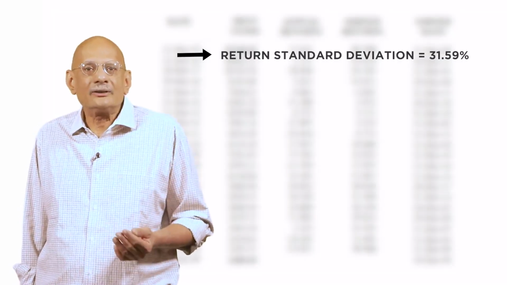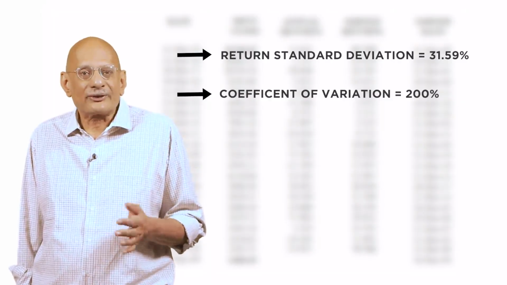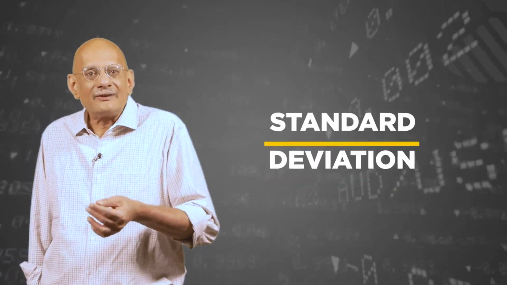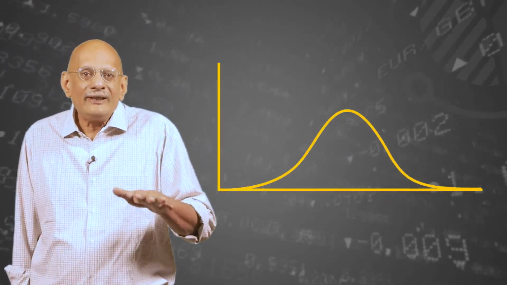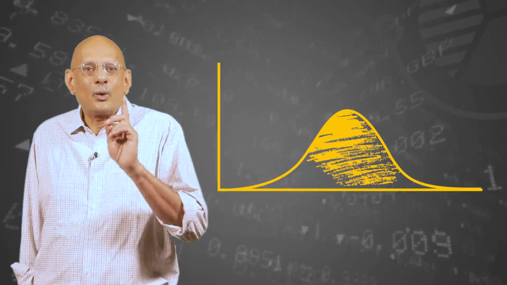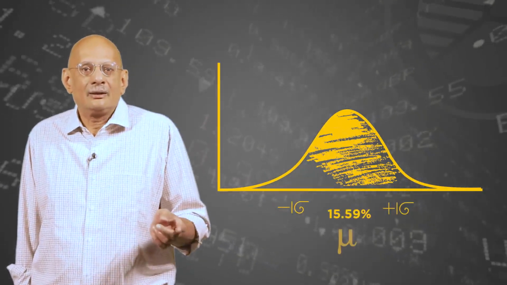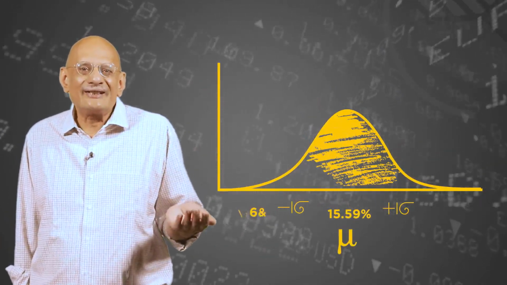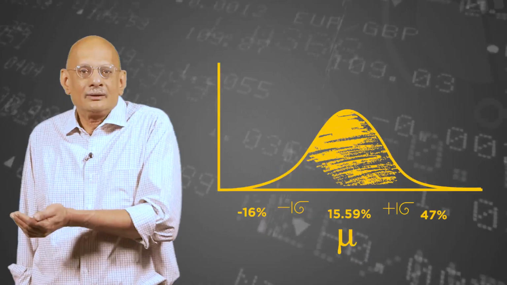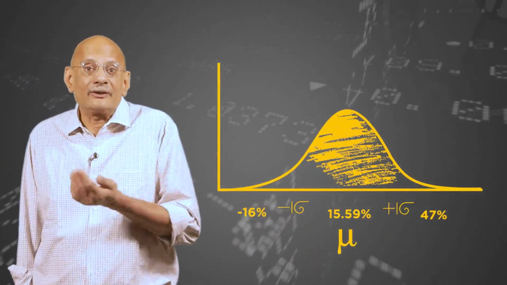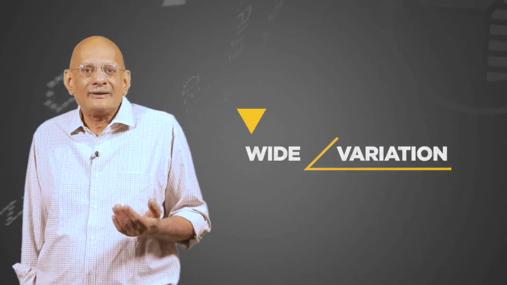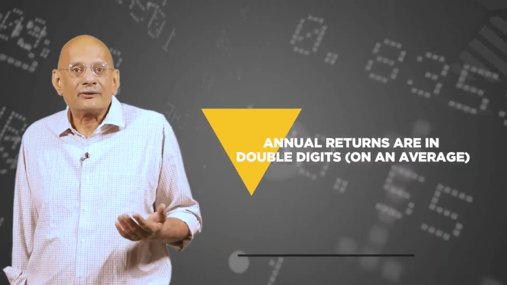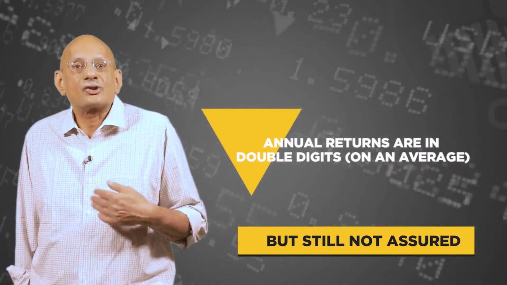A ratio of one to the other, known as the coefficient of variation, is about 200% and compares reasonably well with other markets. Another way to read the standard deviation is to think that if the distribution was normal, roughly 2/3 of the time, returns can be one standard deviation around the mean. This leads to a spread from negative 16% to positive 47%. Remember, of course, this is suspect since the annual return distribution wasn't that normal anyway. But it is still wide variation. These annual returns, even though they average in double digits for the last century, are certainly not assured.